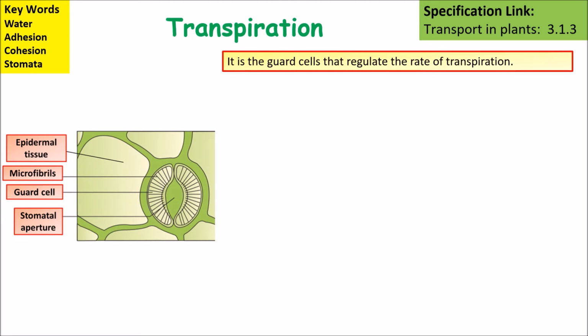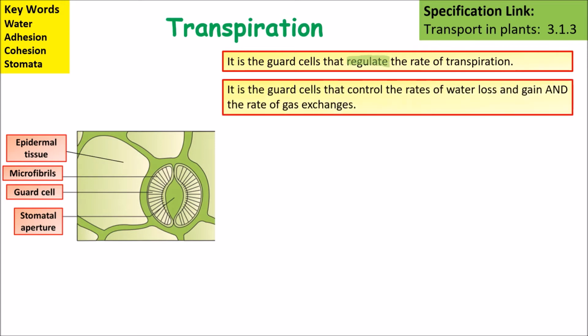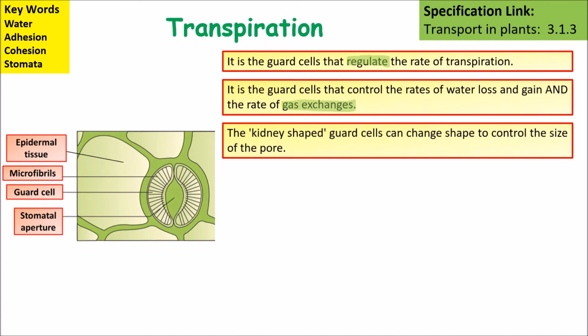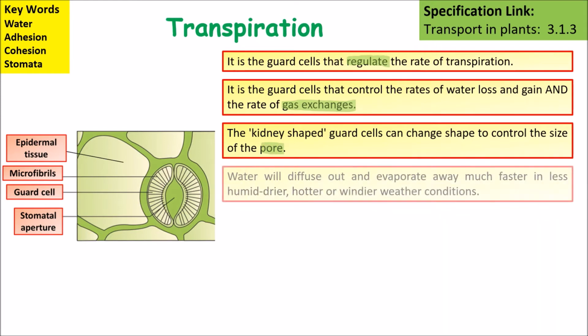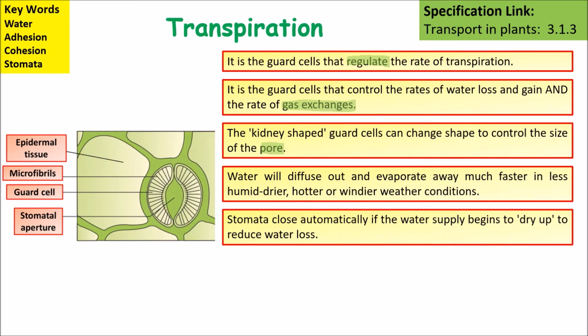So it's the guard cells that actually regulate the rate of transpiration. It's the guard cells that control the rates of water loss and gain and the rate of gas exchange as well. So these kidney-shaped guard cells can change shape to control the size of the pore. So the pore is basically the stomata. So water will diffuse out and evaporate away much faster in less humid, dry, hotter or windy weather conditions.